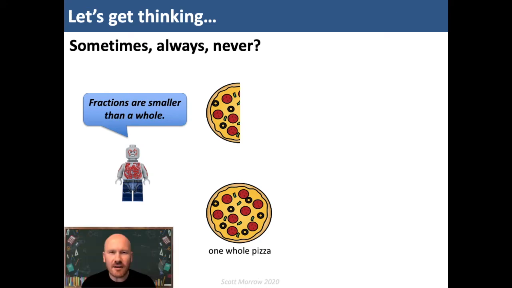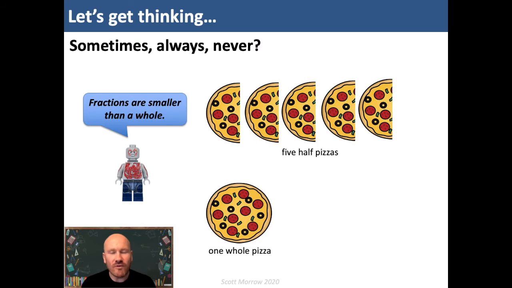Well, let's consider another fraction. This time we've got 5 halves. We're dealing with halves, so the denominator must be 2, and we've got 5 of those halves, so the numerator must be 5. Here we can see that 5/2 pizzas is a lot more than 1 whole pizza, so the fraction is actually larger than 1 whole.